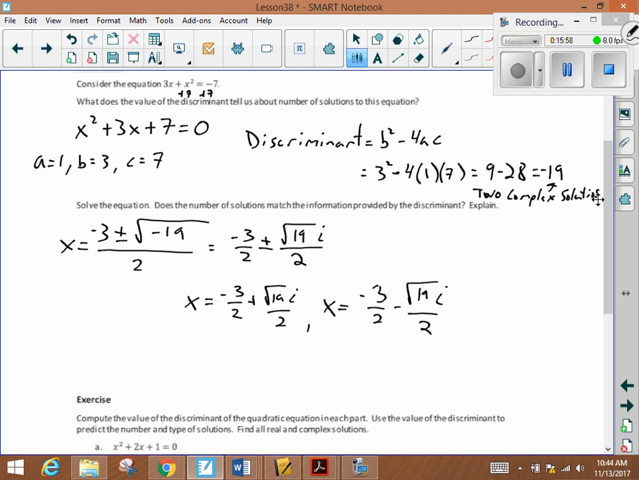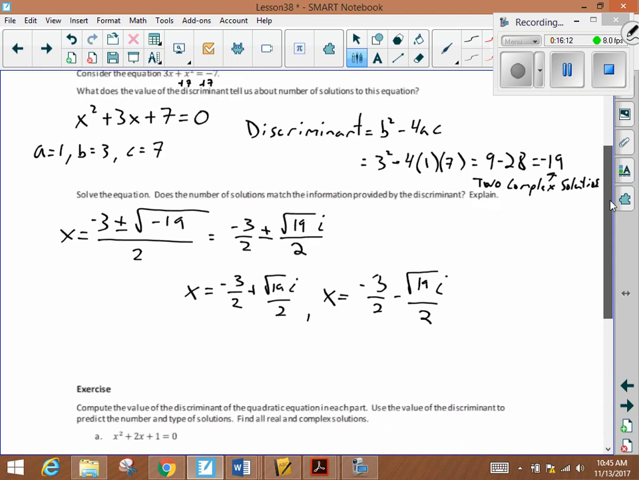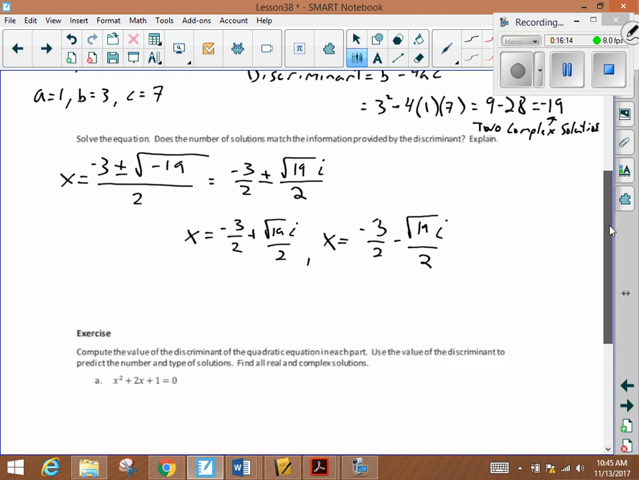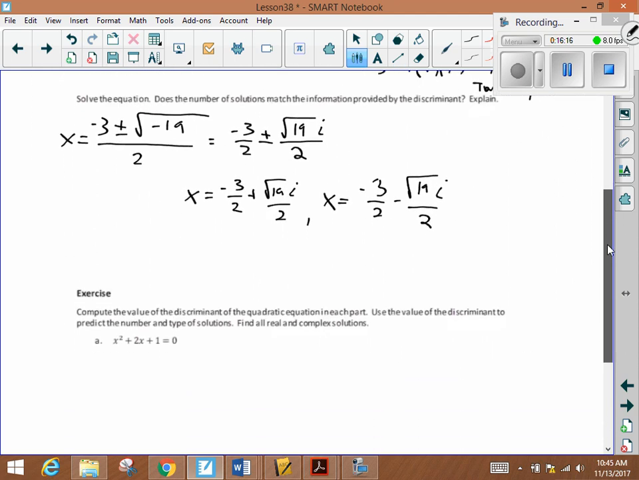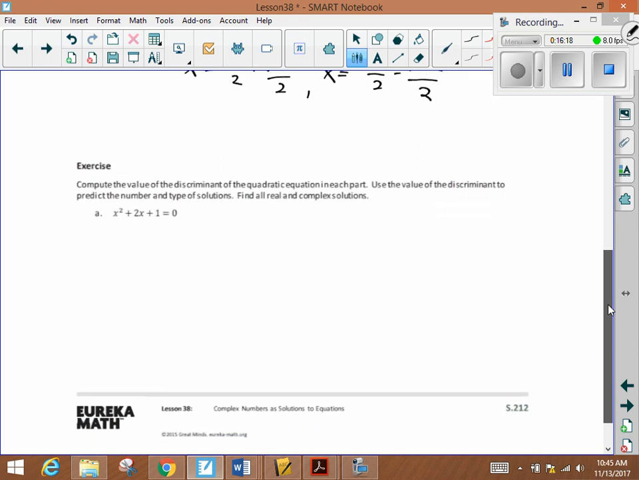So is the i under or outside? It's outside. That's a good question. And the square root of 19 does not have a whole number value, and it can't be simplified, so we should know that.